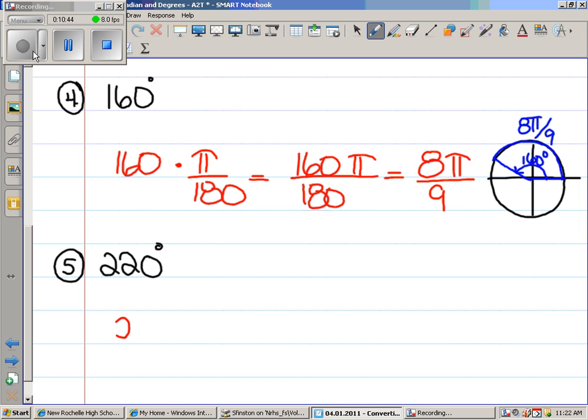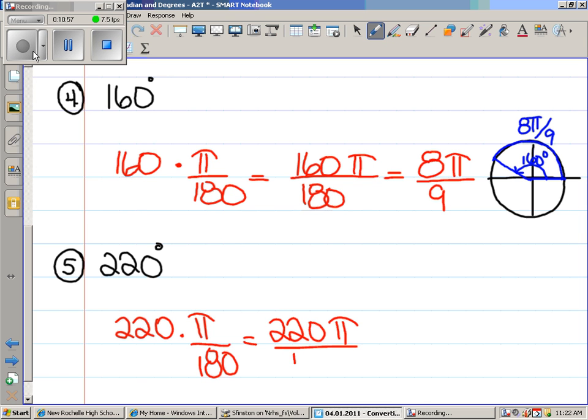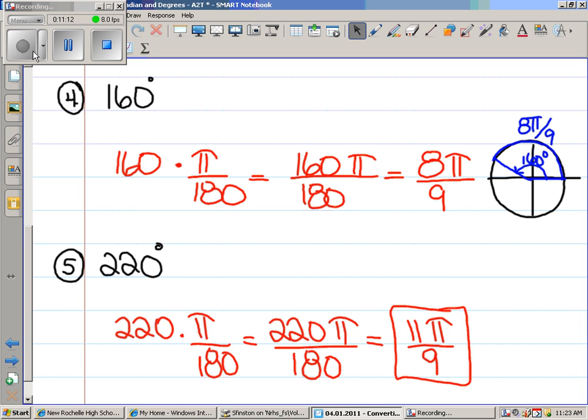So what's up? 220 times pi over 180. 220 pi over 180, which becomes what? 11 pi over 9. Yeah, just put it in the calculator.